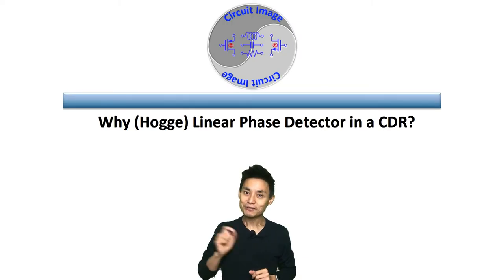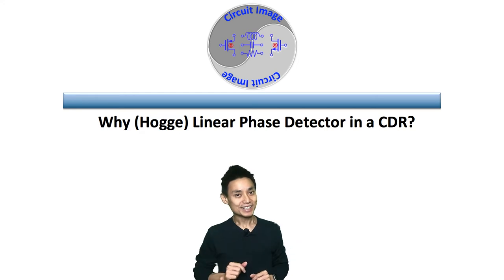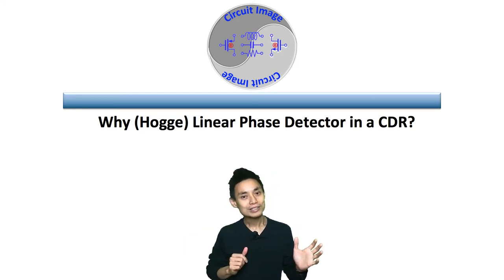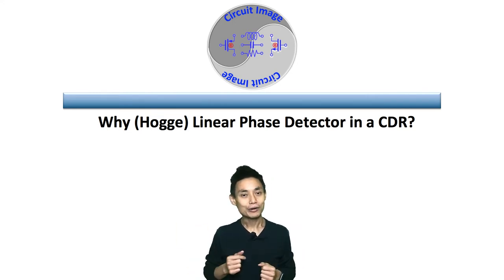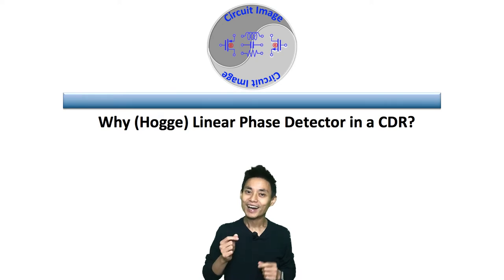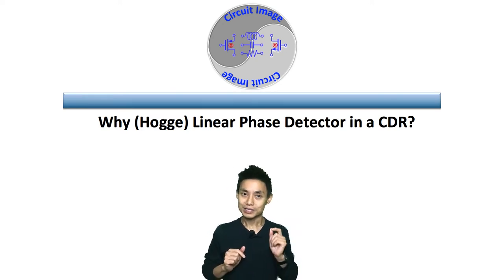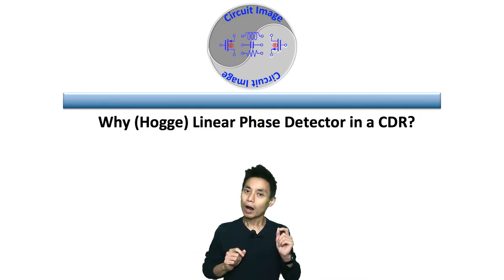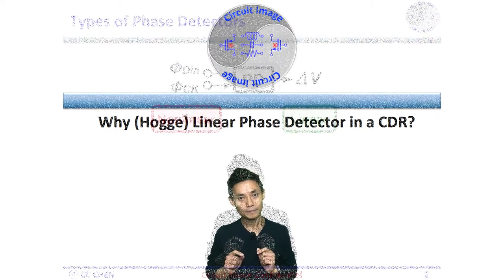We described several CDR topologies and the jitter requirements in a SerDes system. However, the jitter tracking or tolerance requires a good phase detector to sense the phase error and make a correction. In this video, we are going to dive further into the CDR and show the image of why we need a Hogge, a linear phase detector, in a CDR.